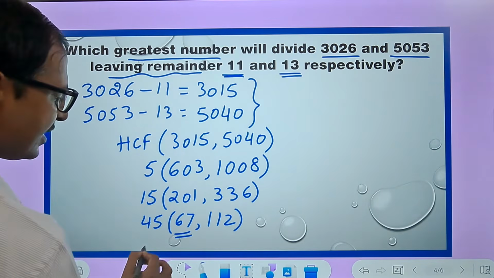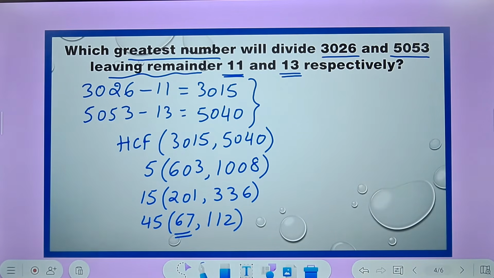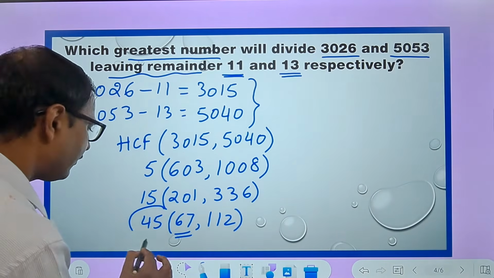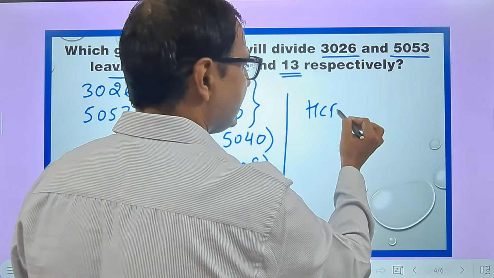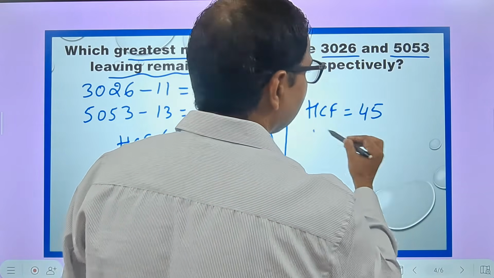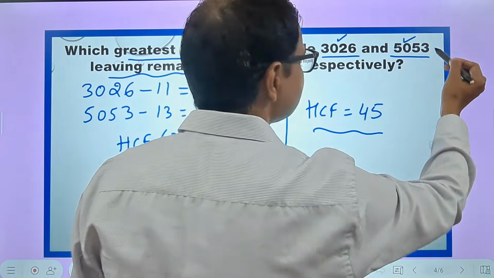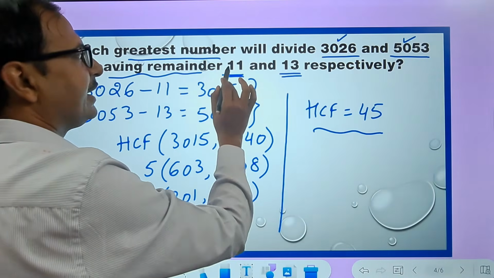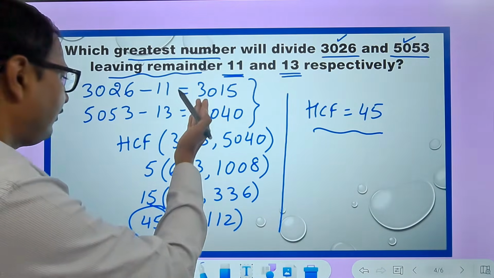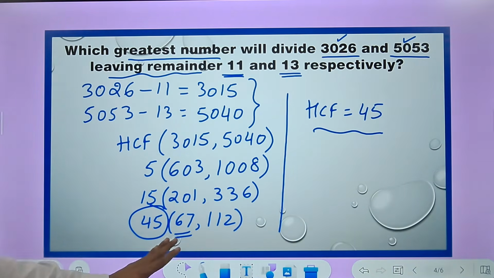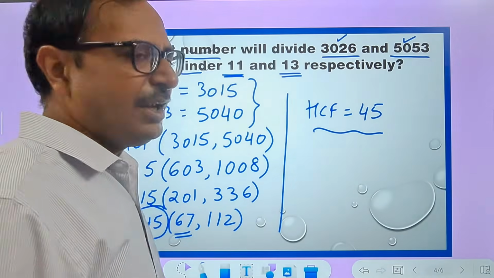Now 67 is a prime number, right? So I will not have any other common factors between 67 and 112, and therefore the highest common factor will be 45, which gives me the answer for my question. That means if you divide 3026 and 5053 by 45, you will get 11 and 13 as remainders respectively. See how I found the HCF. That is the important thing to learn here, and if you follow these methods, the answer will be very near.